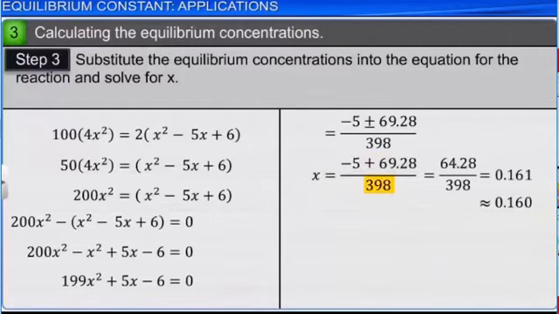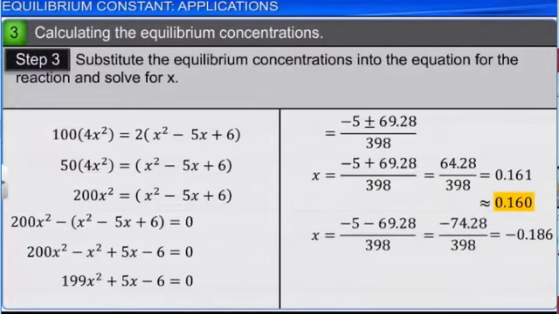The other form is x is equal to (-5 - 69.28) divided by 398. This becomes equal to -74.28 divided by 398, which is equal to -0.186. As concentration cannot have a negative value, it is clear that the correct value of x is 0.160.